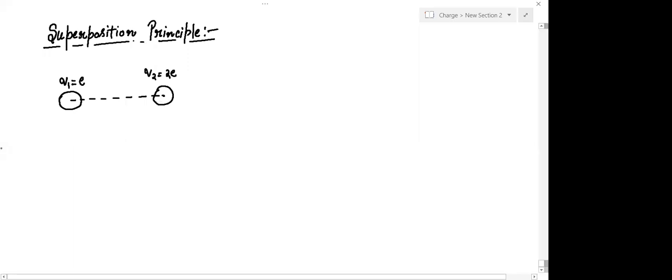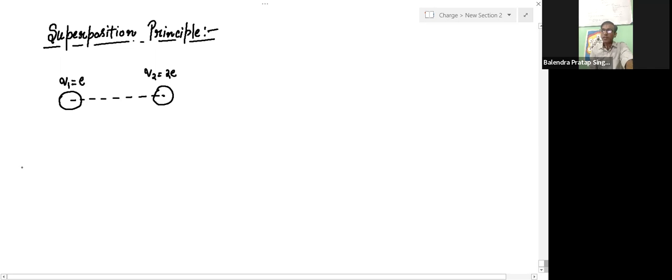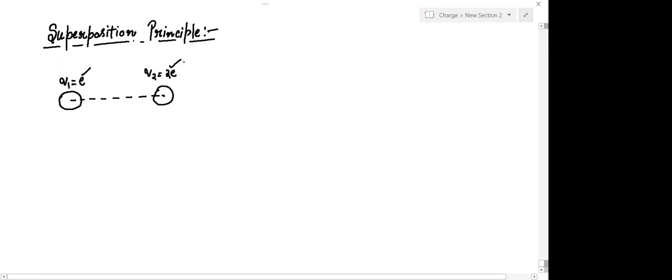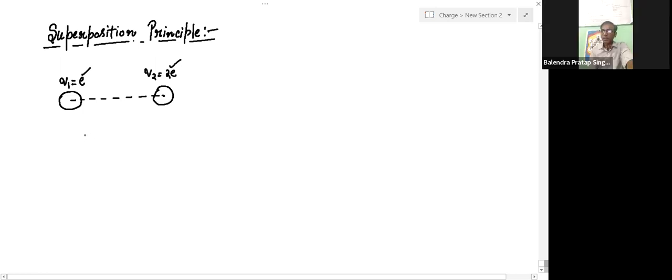1/4 pi epsilon Q1 Q2 by R square. Q1 Q2 by R square means I have given the value of Q1, which is E, and Q2 is equal to 2E, so it's 1/4 pi epsilon naught 2E square by, if the separation distance is R, then R square. Okay.